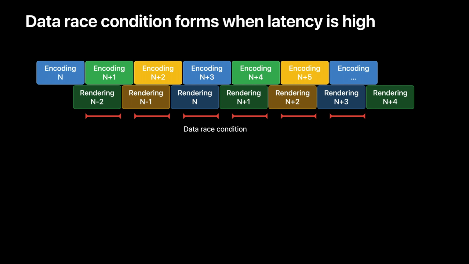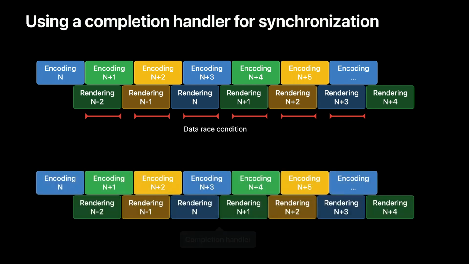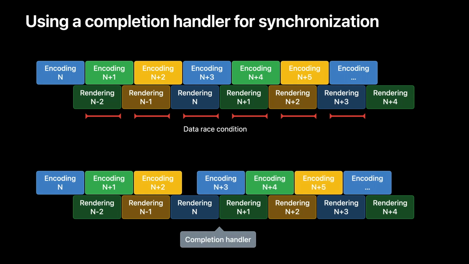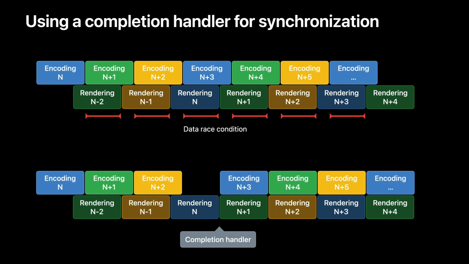So let's see how to avoid this situation. To avoid this race condition, you need to make sure you are not writing into the same resource the GPU is reading from. For example, you could utilize a completion handler and then wait until it is safe to update the shared buffer in your encoding thread. But let me show you how we avoided a wait time.